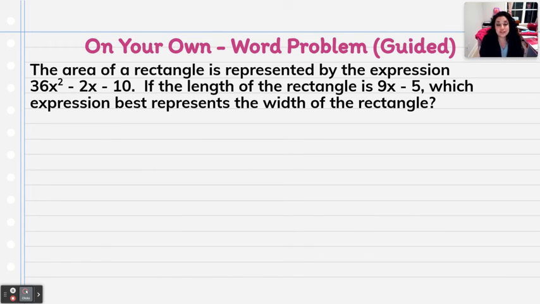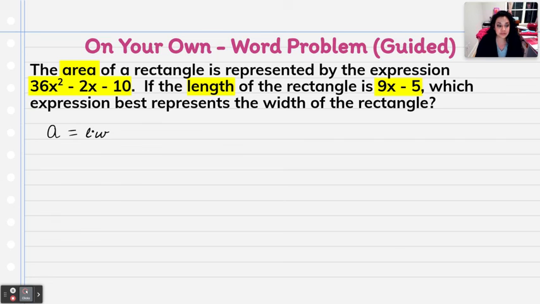And our last on your own is going to be a word problem. I'm going to guide you somewhat through it. It's still working on division. So it says the area of a rectangle is represented by the expression 36x squared minus 2x minus 10. If the length of the rectangle is 9x minus 5, which expression best represents the width of the rectangle? Keywords here, area. The area is 36x squared minus 2x minus 10. And our length is 9x minus 5.